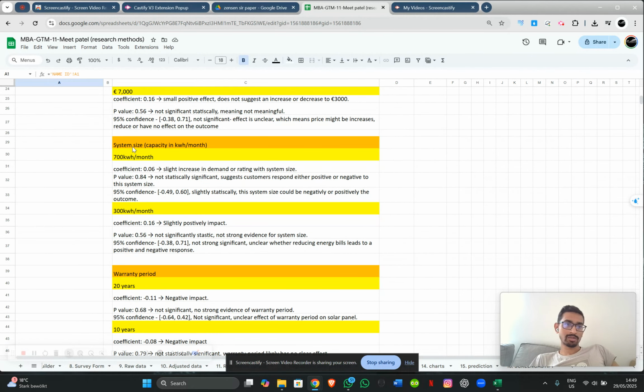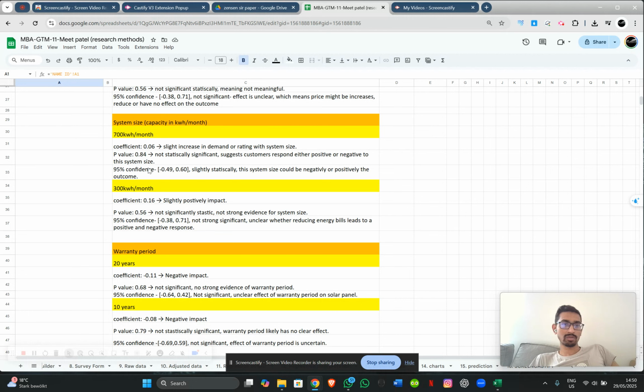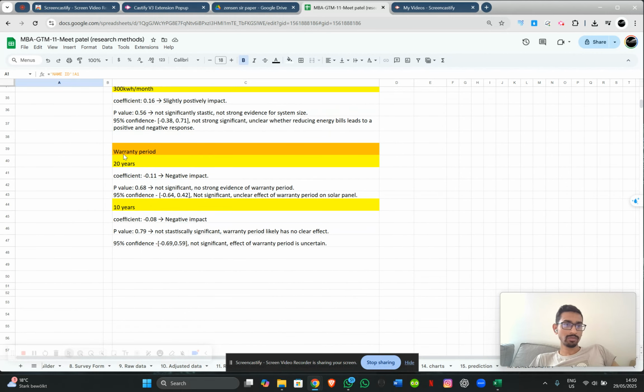Also system size of 700 kWh a month has a coefficient of 0.06. The p-value is 0.84, and the 95 percent confidence interval is minus 0.49 to 0.60. For warranty period of 20 years, the coefficient is 0.11 with a negative impact, and the p-value is 0.68, so there is no strong evidence about whether the warranty period matters for people saving solar energy.